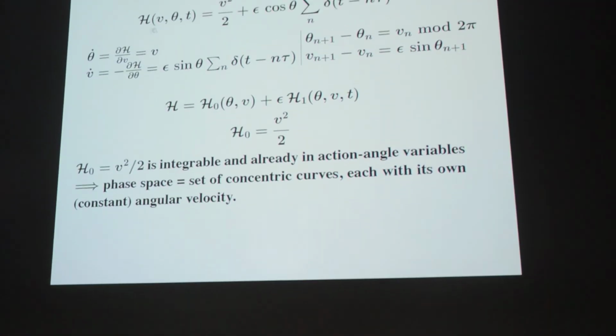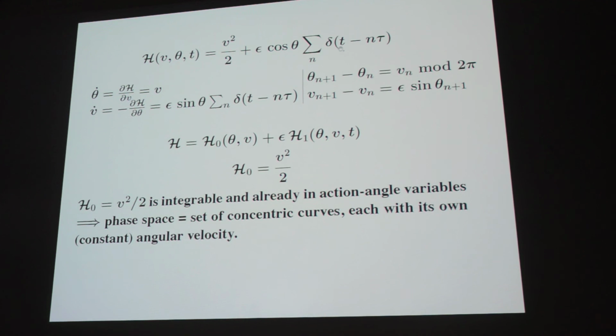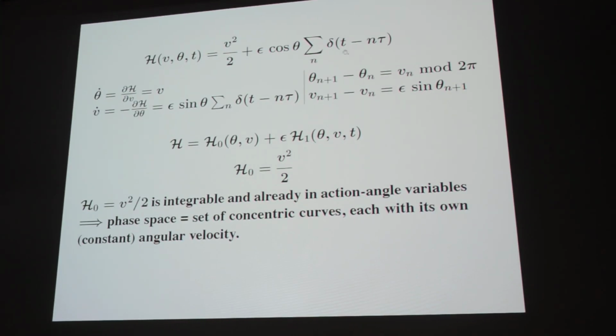So that's what's written here. That is to say, I have a bunch of kicks in time. And notice there's an angular dependence, cosine theta. If I'm here, where I'm not affected by the kick, that's cosine theta equals 0. And here also cosine theta is equal to 0, and I'm not affected by the kick.